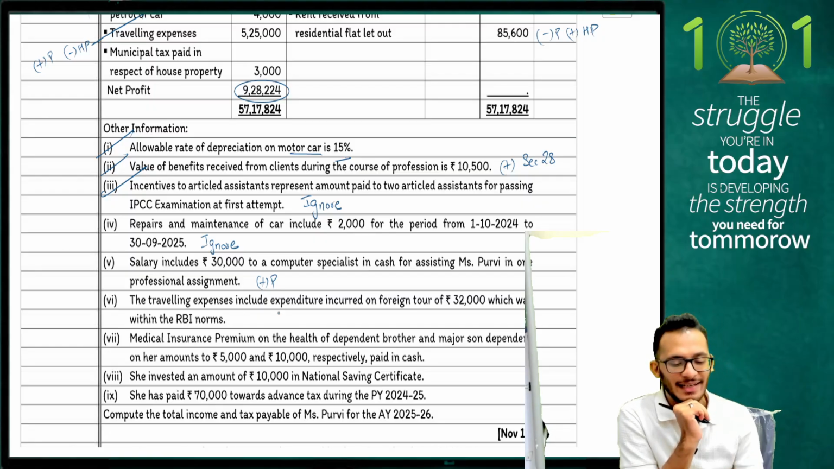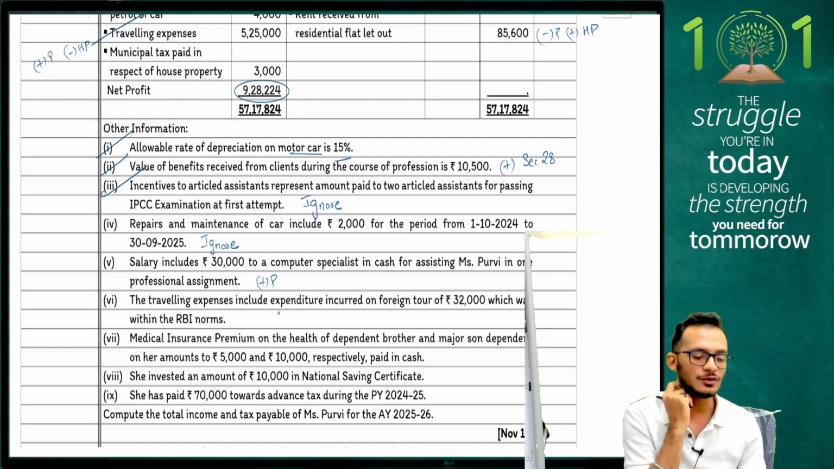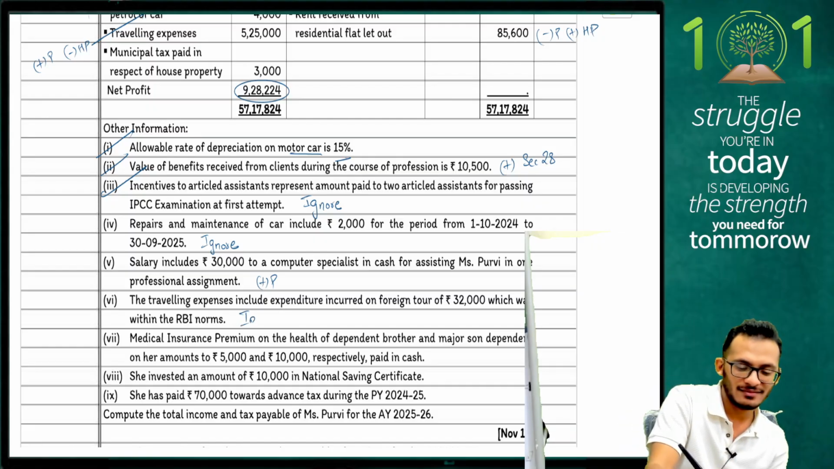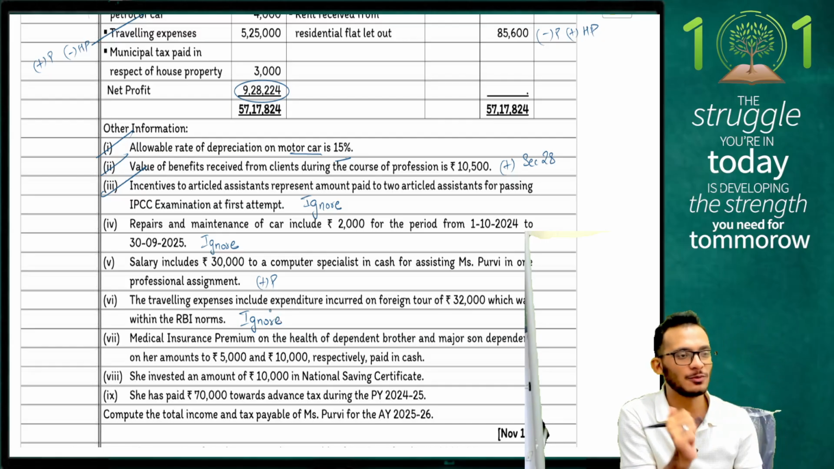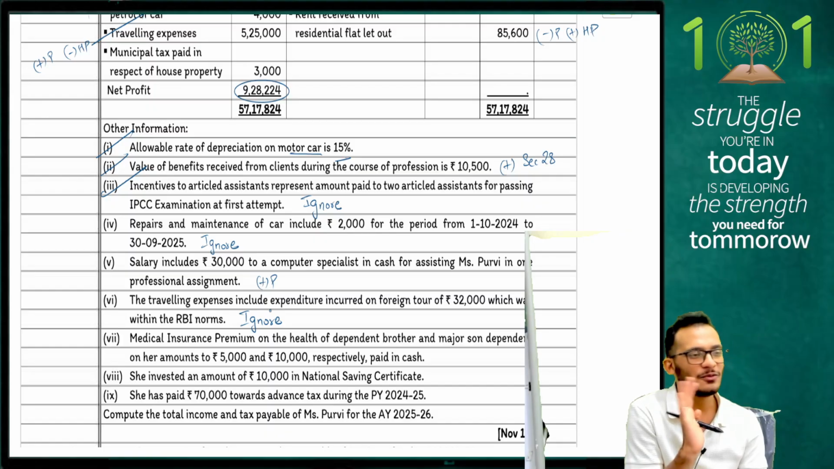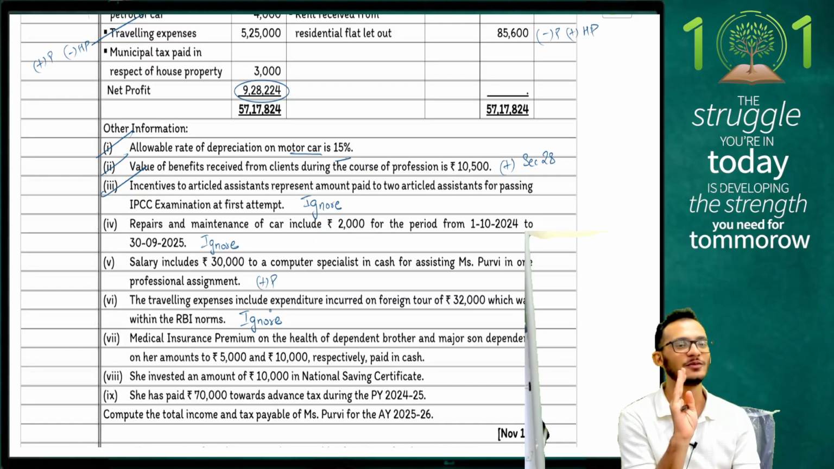Yes. Next. Traveling expenses includes expenditure incurred on foreign tour of 32,000, which was within RBI norms. I will ignore. Why? RBI itself is saying you can pay the expense. What is the problem here? Yes, these are all confusing adjustments, people. ICAI is just trying to confuse you with things. You just have to be smart on answering the question in a single shot, nothing else.